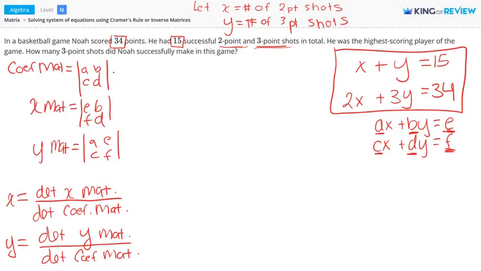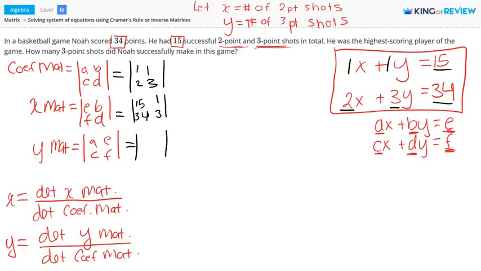So let's go ahead and put in our specific values. Well, look at the coefficients. We have 1, 1, 2, and 3. And now for the x matrix, E and F are the constants, so 15 and 34, and then B and D. And then for the y matrix, we have A and C, and then E and F. So now we have our three matrices.